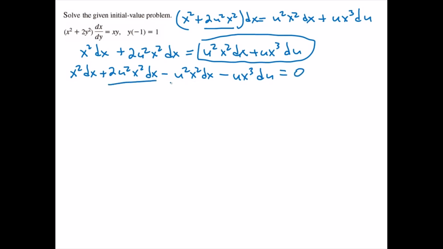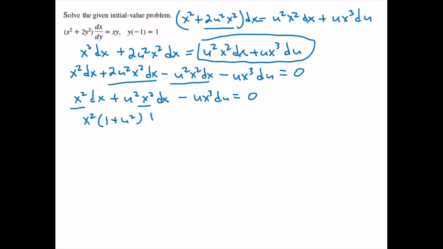And we can note that these two terms with the u squared x squared will be like terms, so we can subtract, and we'll get x squared dx plus u squared x squared dx, and then we'll subtract ux cubed du, and that will be equal to 0. And then we can factor out an x squared here. So when we factor out an x squared, we're going to get x squared multiplied by 1 plus u squared dx, and then we'll subtract ux cubed du. And of course that will be equal to 0.